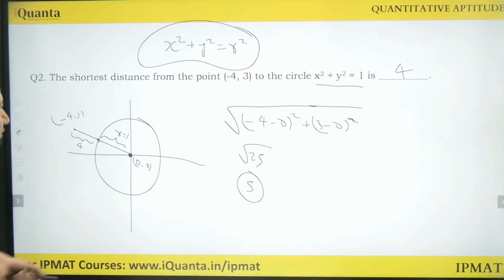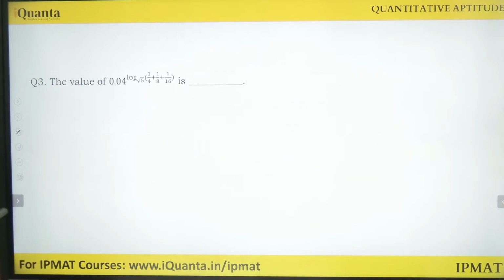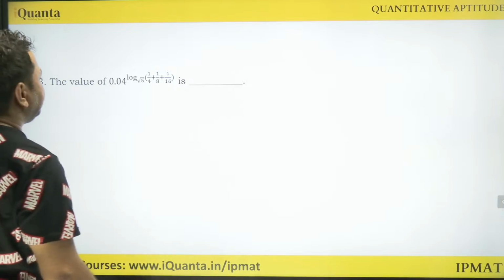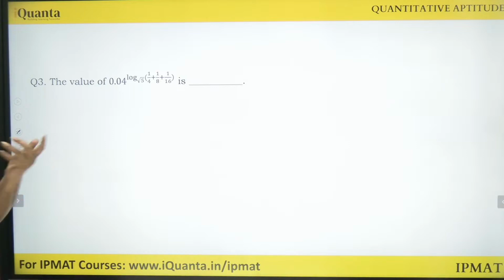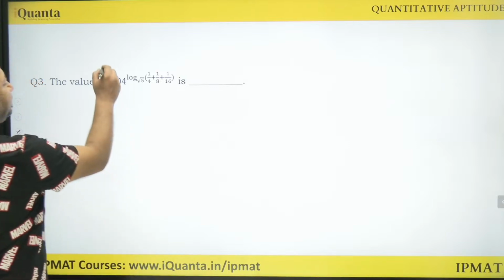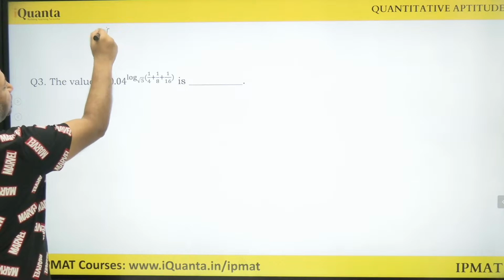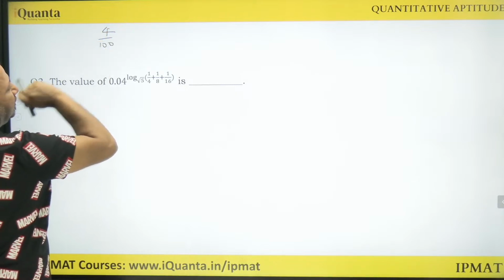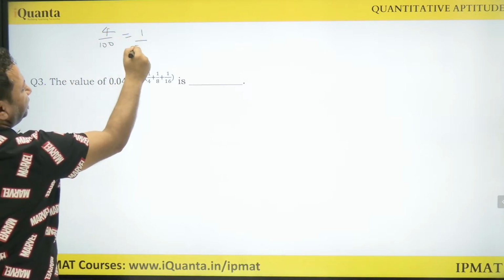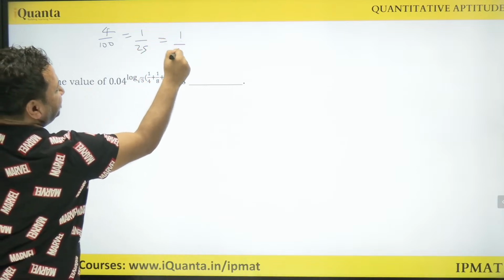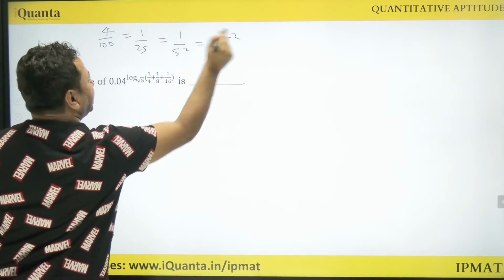Coming back to this one, so 4 is the answer over here. I hope all of you got that. The next one: the value of 0.04 raised to log base root 5 of (1/4 + 1/8 + 1/16) is what? Okay, 0.04, what is it? It's nothing but 4 upon 100, or I can say 1 upon 25, or I can say 1 upon 5 square, or I can say 5 to the power minus 2.